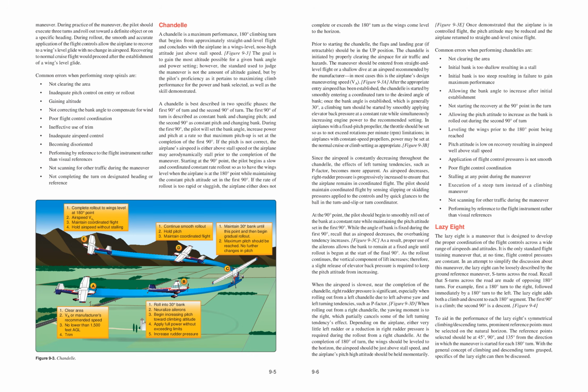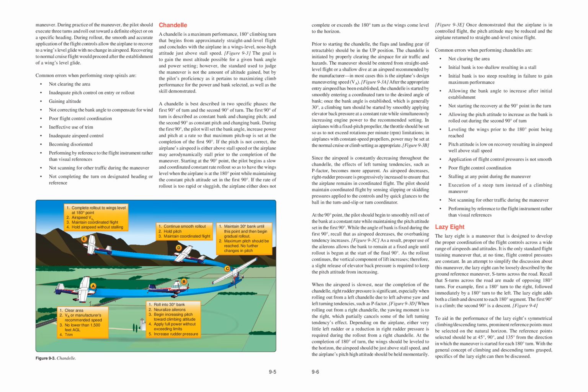When the airspeed is slowest, near the completion of the chandelle, right rudder pressure is significant, especially when rolling out from a left chandelle due to left adverse yaw and left turning tendencies, such as P-factor. Figure 9-3D. When rolling out from a right chandelle, the yawing moment is to the right, which partially cancels some of the left turning tendencies' effect. Depending on the airplane, either very little left rudder or a reduction in right rudder pressure is required during the rollout from a right chandelle.